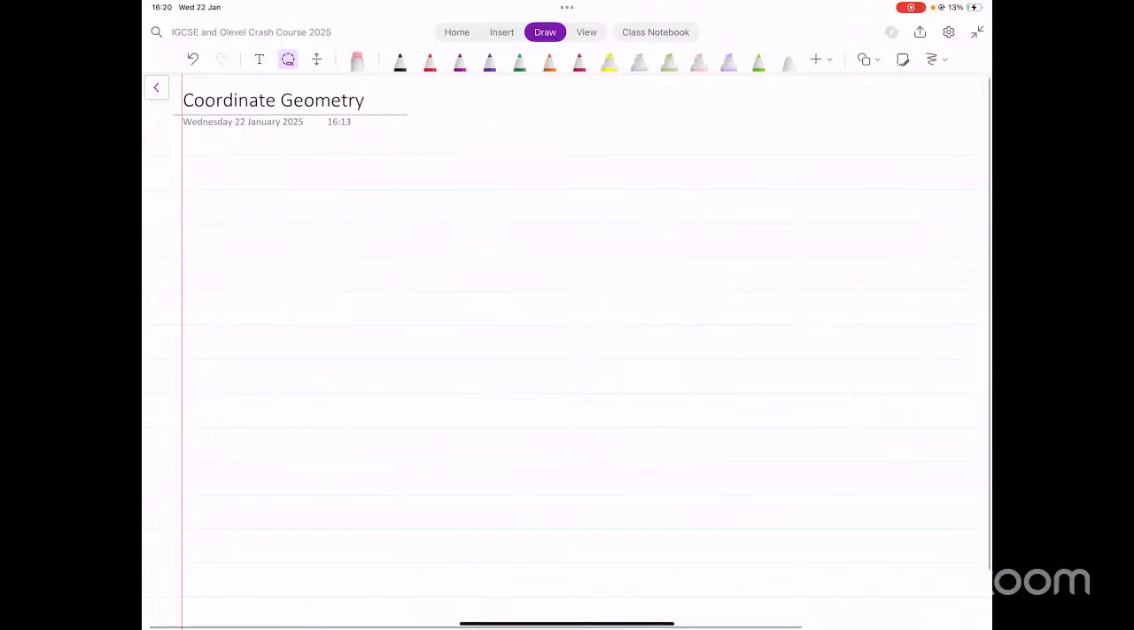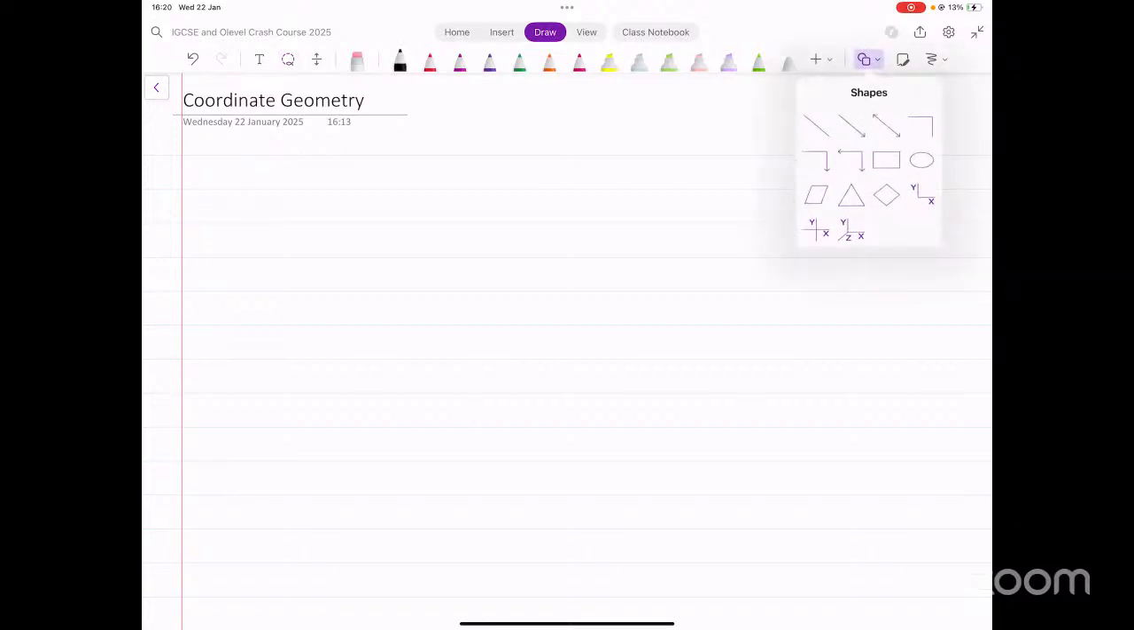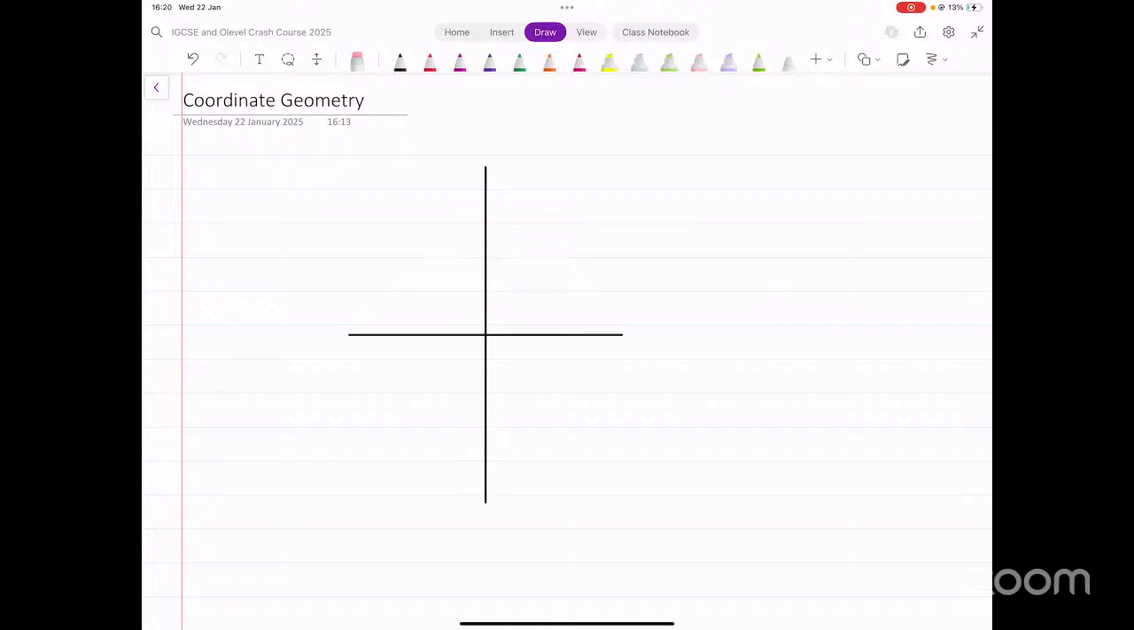All right, so let's start with coordinate geometry. That's the topic that we're doing today. Now, what is coordinate geometry? First of all, it's basically about representing points, lines, curves on an XY plane like this. So you have an x-axis, the horizontal axis, you have the y-axis, the vertical axis. It's about representing points and lines on this axis and then doing some calculations based on that.